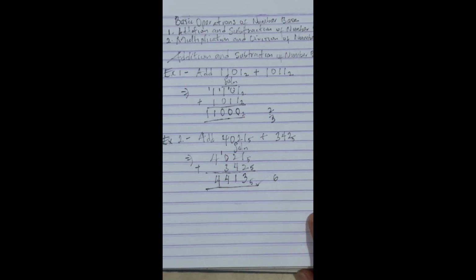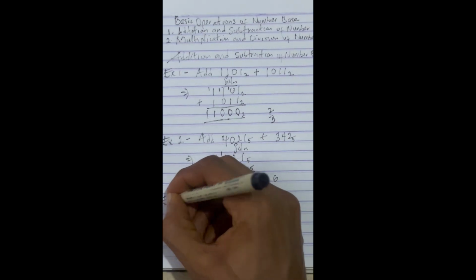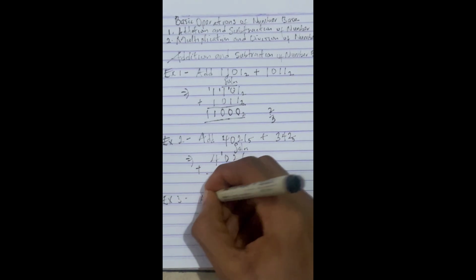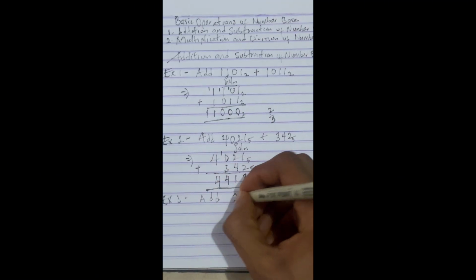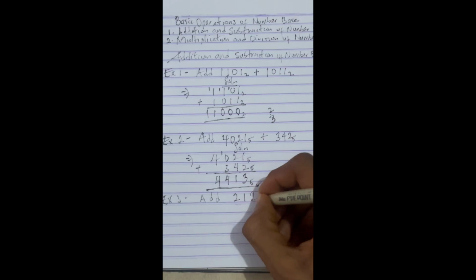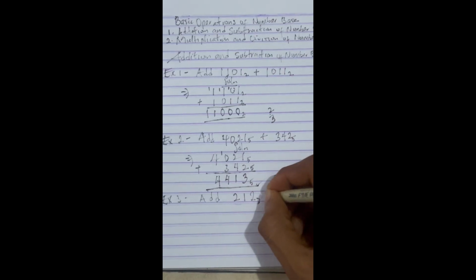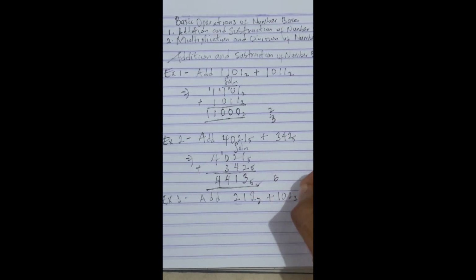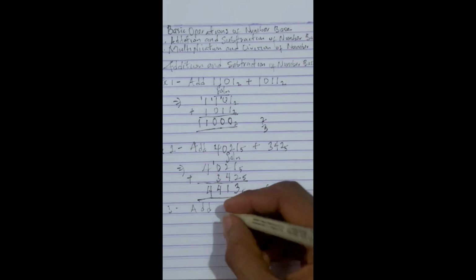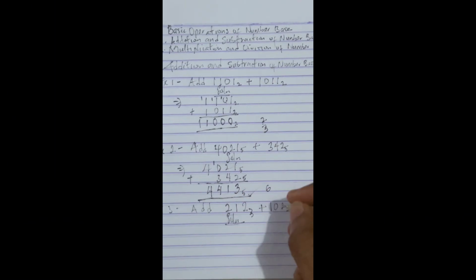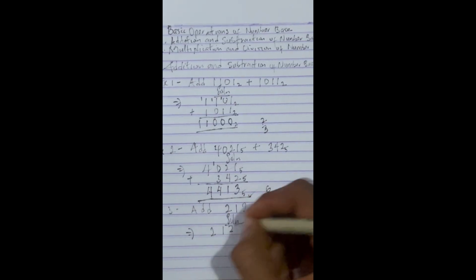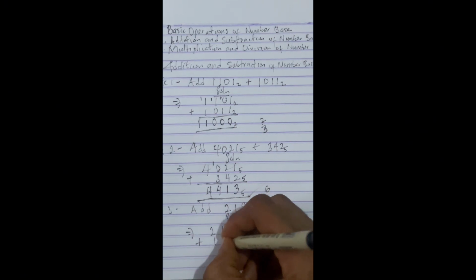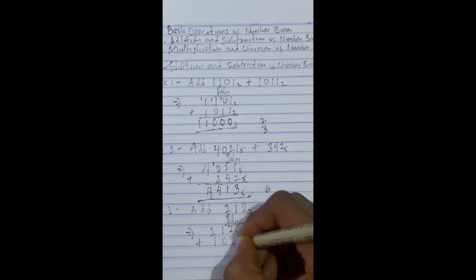All right, so now let's do one more example. Example 3. Add 212 base 3 plus 102 base 3. Are you with me? Good. Now, so let's solve this. Solution, right? So which implies we have 212, and we have to add it with 102 base 3.